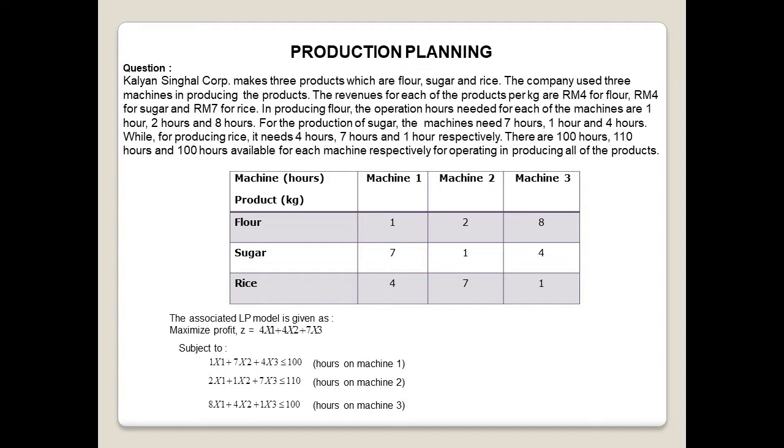and 8 hours. For the production of sugar, the machines need 7 hours, 1 hour and 4 hours, while for producing rice, it needs 4 hours, 7 hours and 1 hour respectively. There are 100 hours, 110 hours and 100 hours available for each machine respectively for operating in producing all of the products. X1 refer to product flour, X2 refer to product sugar, and X3 refer to product rice.